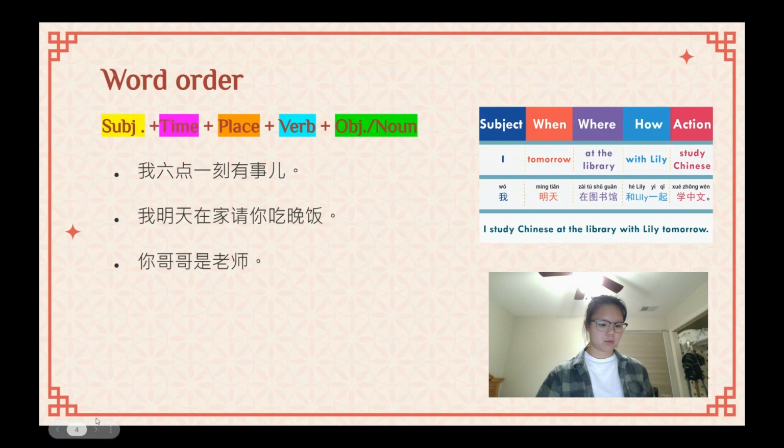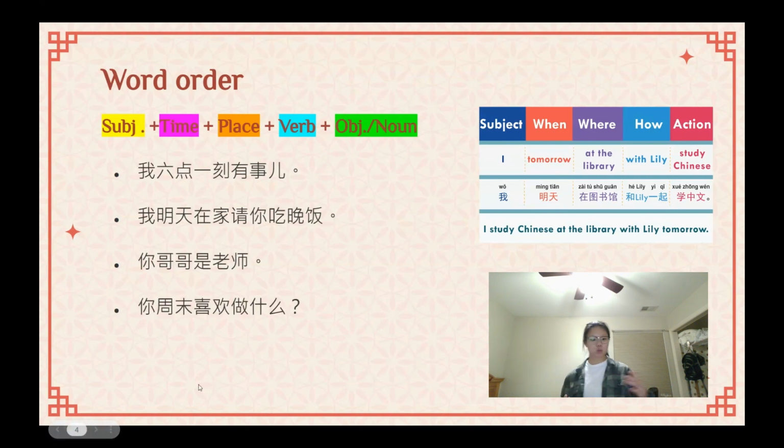And then 你周末喜欢做什么? 周末 is weekend. And again, from last week, using 喜欢 is like to do what. So 你周末喜欢做什么? During the weekend, what do you like to do? We're going to dissect this sentence again. 你 is your subject, 周末 is your time, 喜欢 is your verb, and then 做什么 is the finishing of that verb phrase, the object noun. 喜欢做什么 is that verb phrase, keeping those two together.